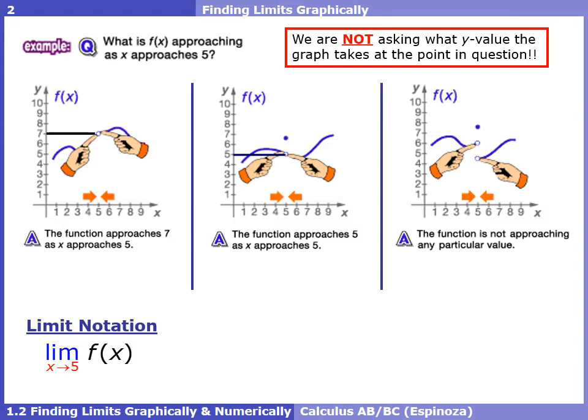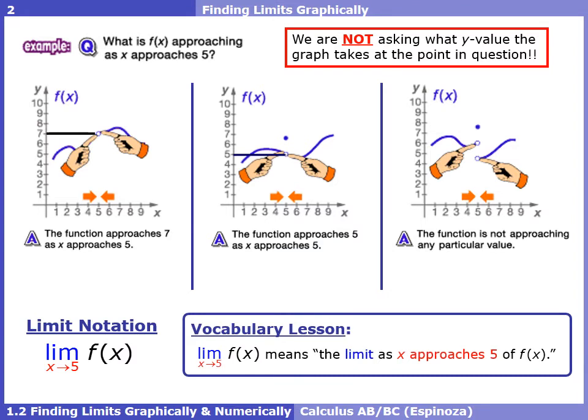Of course, the LIM is abbreviated for limit. This x with the arrow and the 5 is really just telling you that x is approaching 5, as you can see in the 3 examples above. So when we take a look at this notation, if we were to translate this into English, what it's saying is the limit as x approaches 5 of f of x.